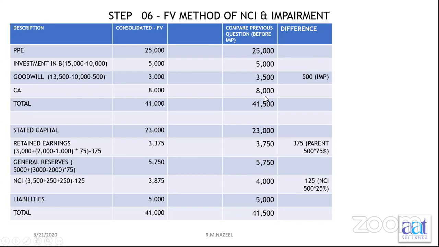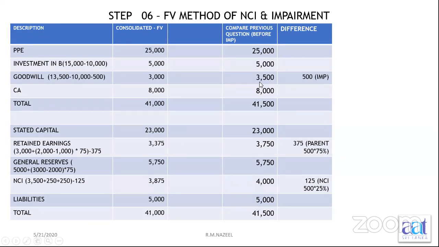You can see the variation in their balance sheets. Goodwill before the impairment is 3,500, after the impairment 3,000. So the impairment is how much? 500. But the absorption of the impairment is parent 75%, NCI 25%. So you can see 1,000 into 75% minus 375. What is that? Impairment. 250 minus 125, that is the impairment.